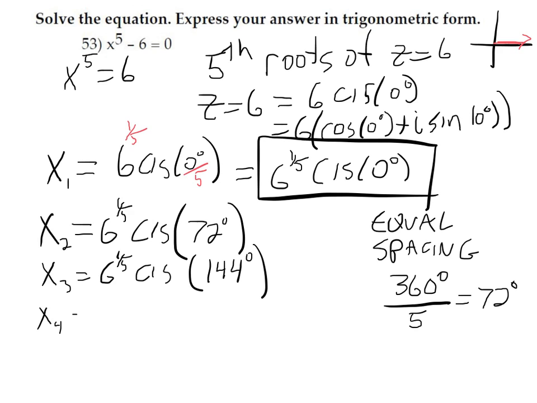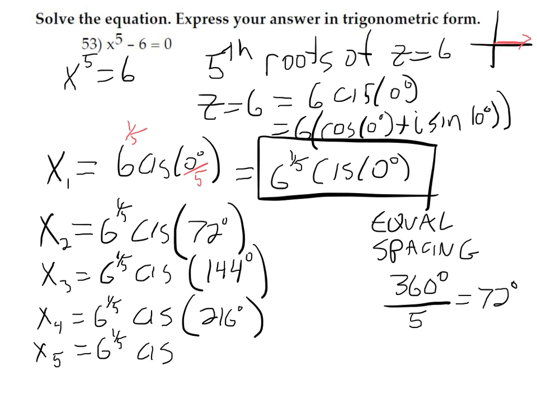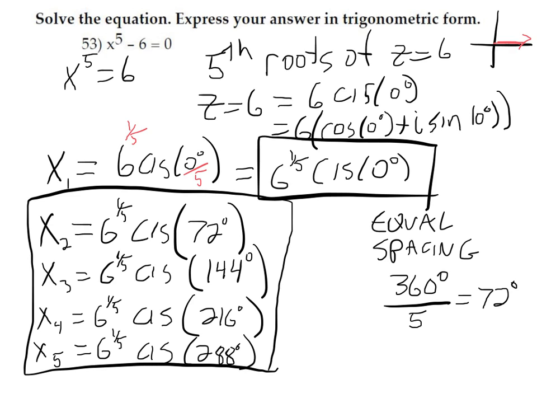X4 will be 6 to the 1/5 CIS, adding another 72 degrees gets us to 216. And X5, our last answer, is 6 to the 1/5 CIS, and adding another 72 degrees gets us to 288 degrees. So what we're looking at, oh, I forgot the first one. Oh, they're all done. We have 5 answers. And an x to the 5th polynomial problem will have 5 answers: 1, 2, 3, 4, 5.